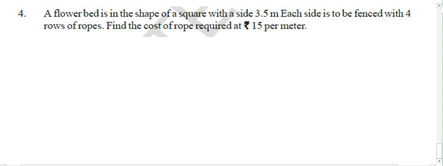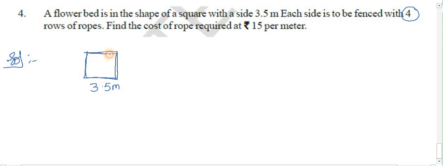Now the next question is, a flower bed is in the shape of a square with side 3.5 meters. Each side is to be fenced with 4 rows of ropes. Find the cost of rope required at 15 rupees per meter. Now if you observe properly, he is saying one thing very clearly, that a flower bed which is of square shape, and he gave 3.5 meters. So he wants to fence each side with 4 rows of ropes, not with one row. Consider this very clearly. 4 rows he is asking. He wants 4 rows, not even one row.